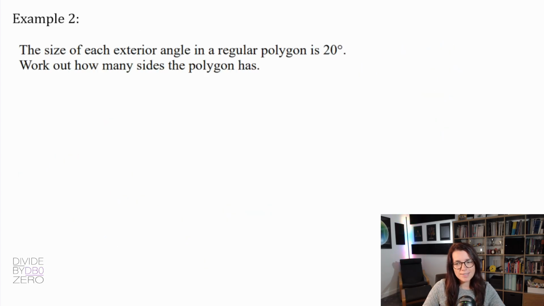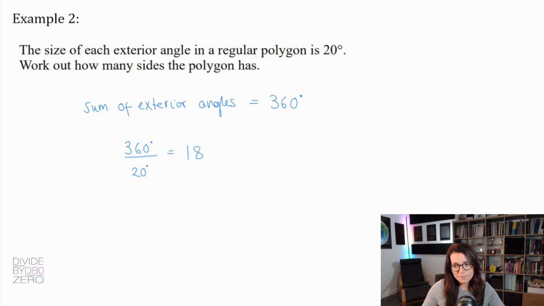Example 2. The size of each exterior angle in a regular polygon is 20 degrees. Work out how many sides the polygon has. So for this one, we're going to recall our fact that said the sum of exterior angles in any polygon is always 360. So if each one is 20 degrees, all we need to do is divide 360 by 20. And that will tell us how many there are. 360 divided by 20 is 18. So that means the polygon has 18 sides.